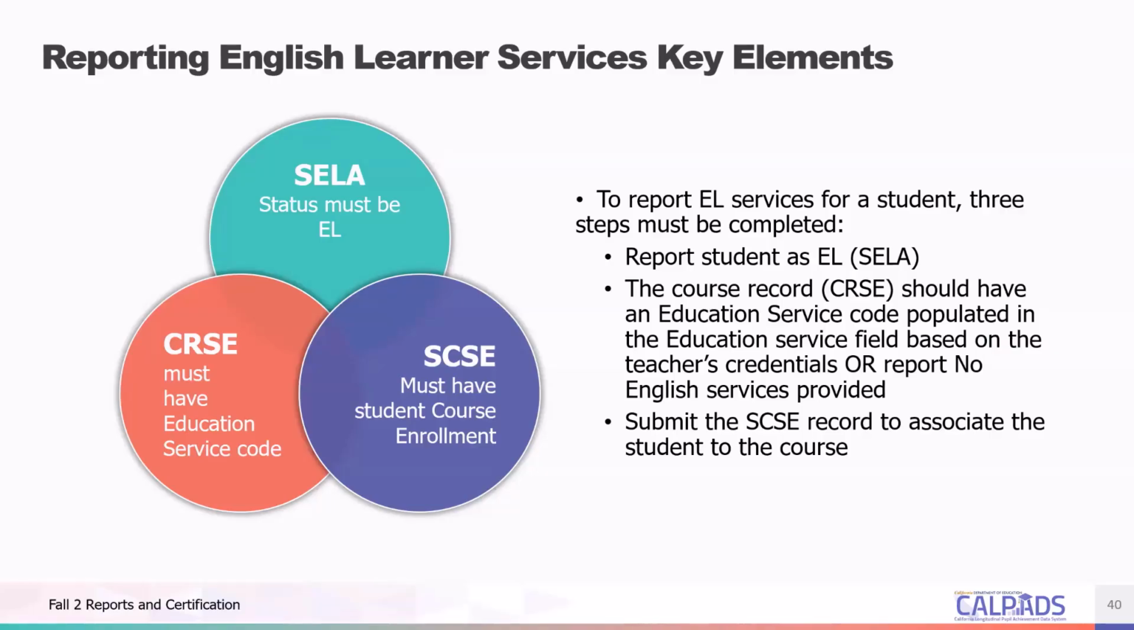Lastly, the student has to be enrolled in the course. So your EL student has to be enrolled in a course with the education service code value. So that CELA record submitted in fall 1, the course section enrollment file, and the student course section file all work together and are used to identify students receiving services and are reported in fall 2.